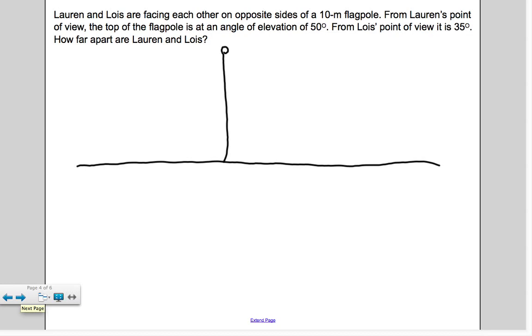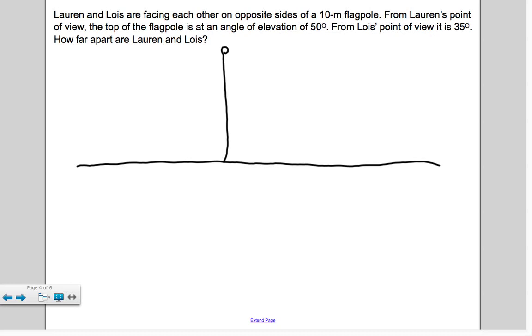I'm confused about how it says 50 degrees and 35 degrees. It says from Lauren's point of view. So we're talking about a flagpole, so just drawing the flagpole. Oh, Lois and Lauren, I should draw. Yeah, so let's draw Lois and Lauren. Where are they? Standing on the ground. But where are they relative to each other and the flagpole? We're not looking for a completely accurate picture, but just something that gives us a representation.